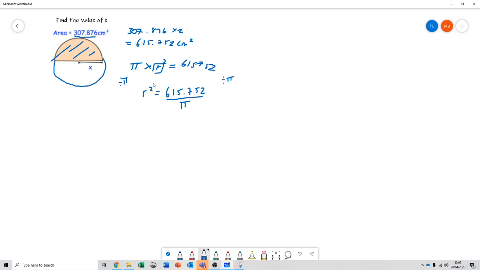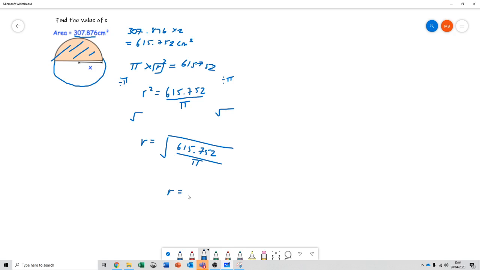Okay, now we need to undo the squared. The inverse of squaring something is square rooting something. So we're going to square root on both sides to get rid of that squared. So on the left hand side of the equal sign we're going to be left with the radius on its own, which is what we want. And now this is very important, we have to square root the whole side, which means whatever we've got on the right hand side is going to be under a square root symbol. And that is what you're going to type into your calculator, and that is the answer that we want.